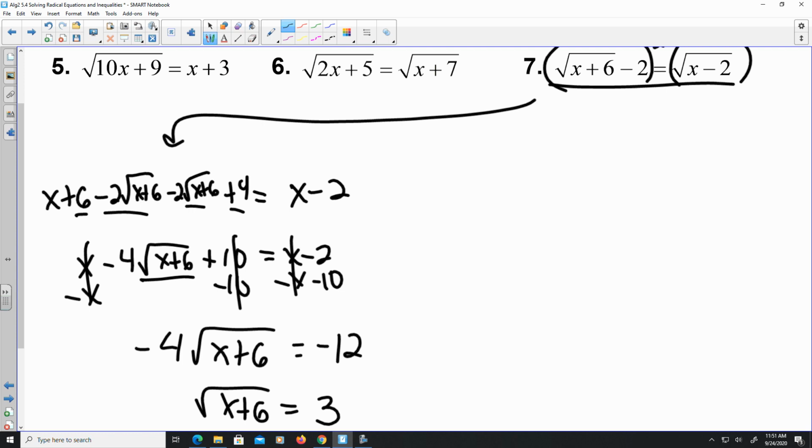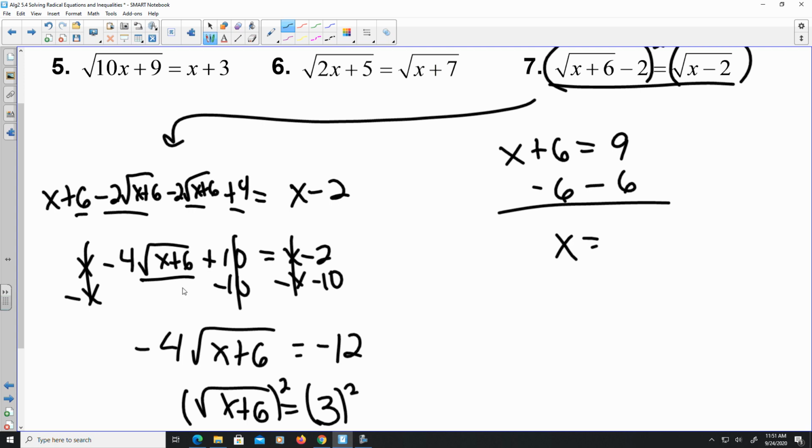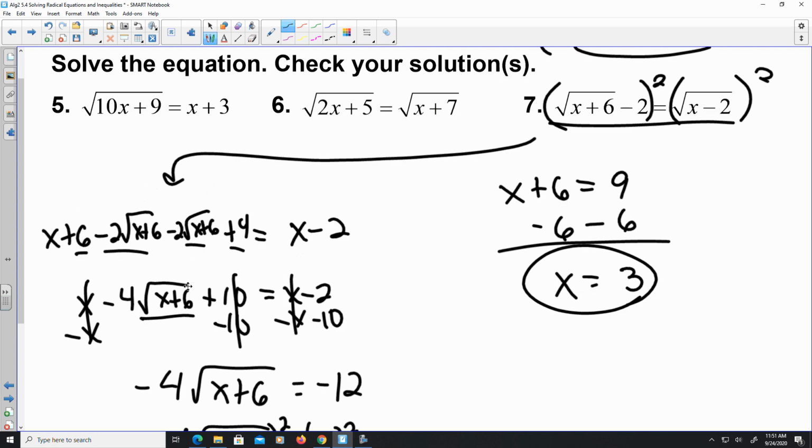So from here, I get to square both sides. So now I got x plus 6 is equal to 9. Subtracting 6 from both sides, x equals, looks like 3. So see if it works out.